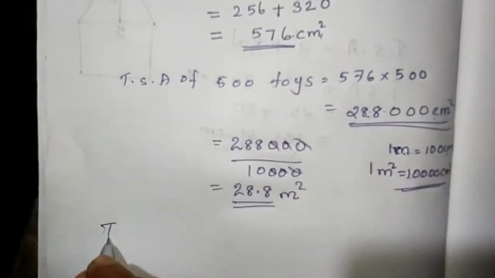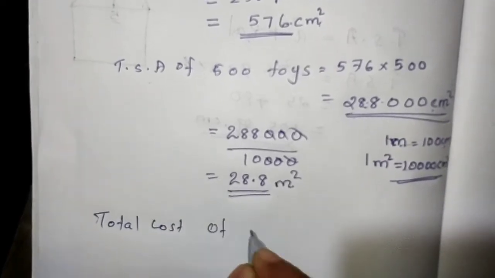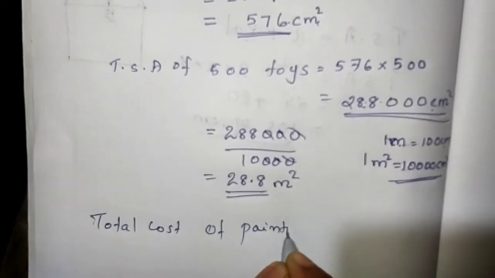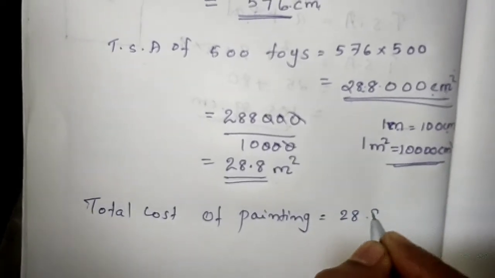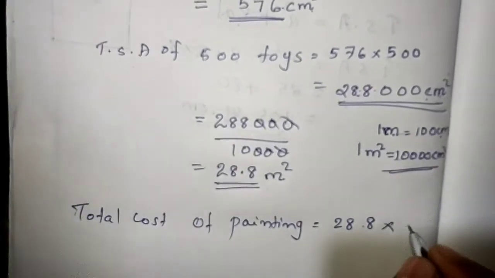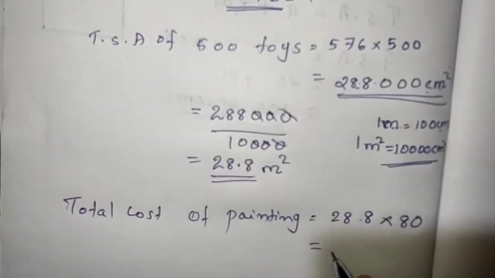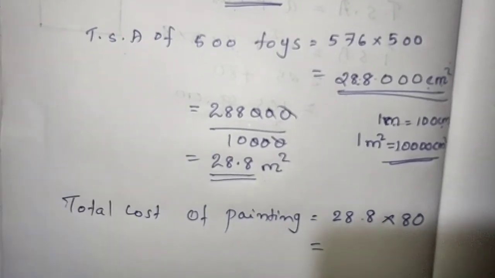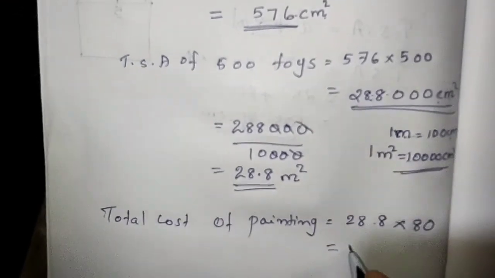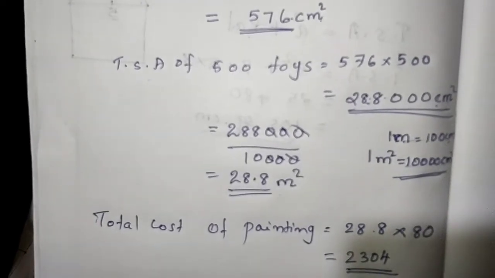So total cost of painting is equal to 28.8 square meters are there, and for painting 1 square meter 80 rupees is there. So that is equal to 2304 rupees.